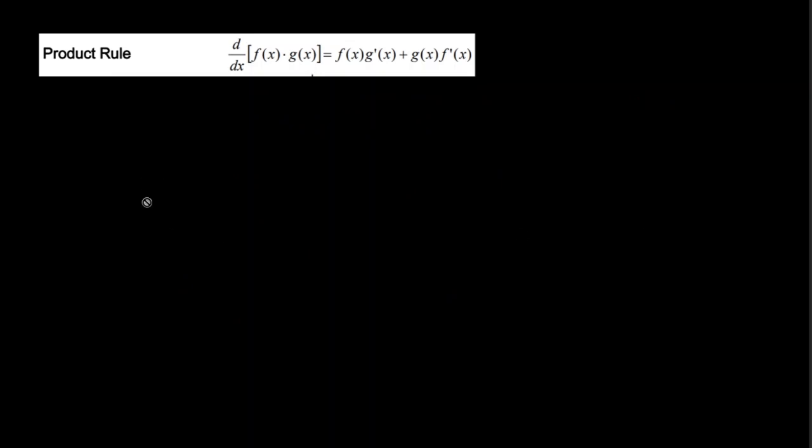So, product rule. It just states here that if you are looking at two functions multiplied to each other, then d over dx of f of x times g of x, what you do is, as you can see, f of x is as is times g of x, but with the apostrophe, so it is derived.